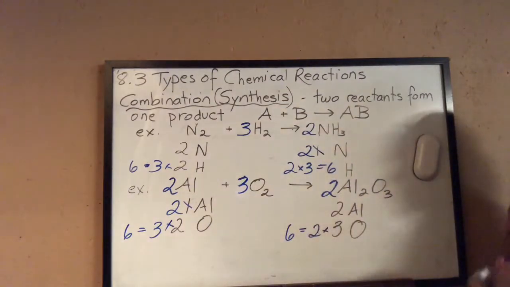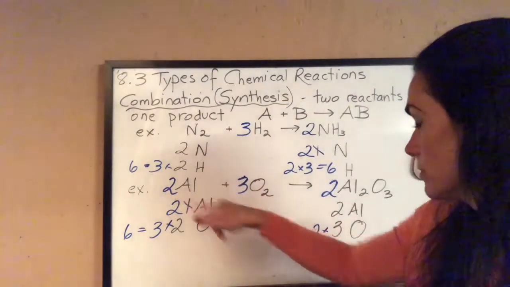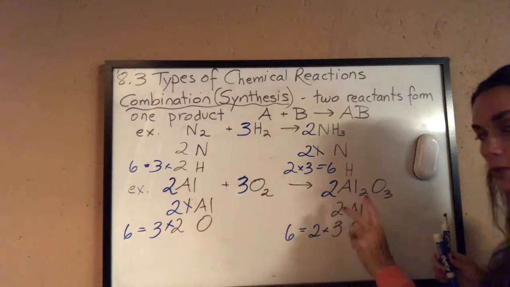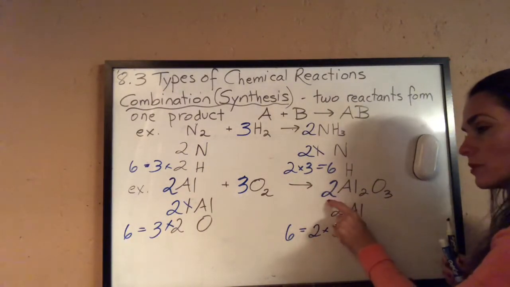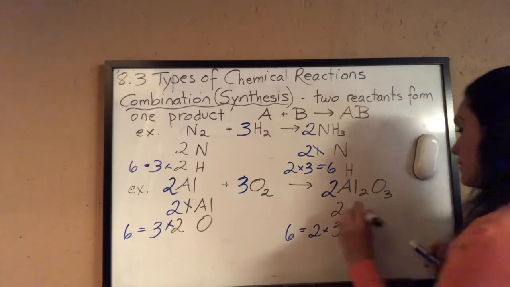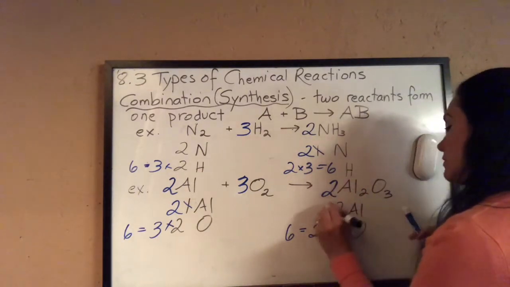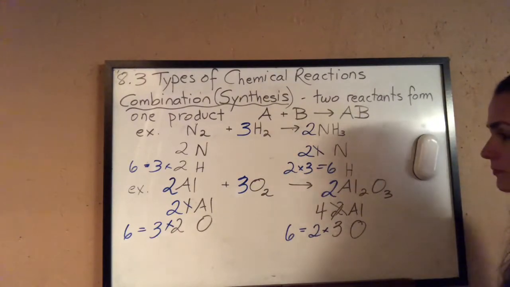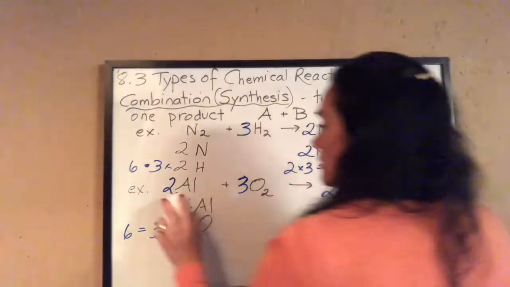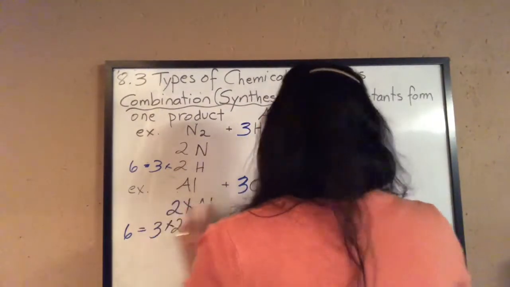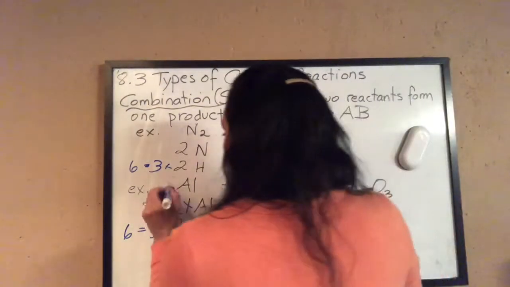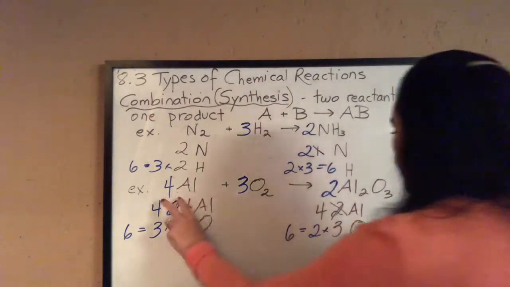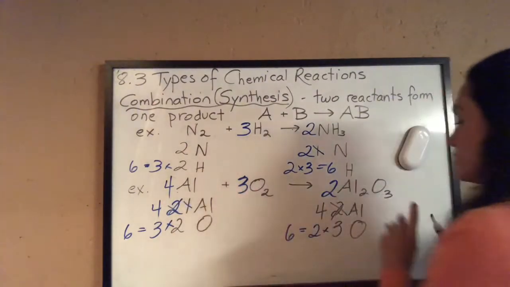Now let's go back and check. 2 aluminums, 2 times 2, 4 aluminums, because that 2 helped to balance the oxygen, but now it also changed the number of aluminums. So we need to go back and change this coefficient to be a 4. Now, 4 aluminums, 6 oxygen, 6 oxygen.